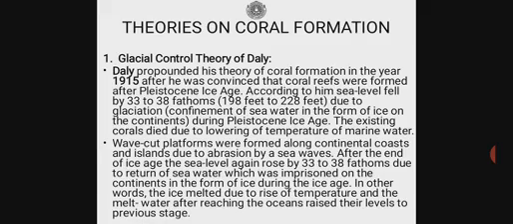After the end of the Ice Age, the sea level again rose by 33 to 38 fathoms due to the return of seawater which was imprisoned on the continents in the form of ice during the Ice Age. In other words, the ice melted due to rise of temperature, the phenomenon called global warming, and the meltwater after reaching the oceans raised their levels to the previous stage itself.